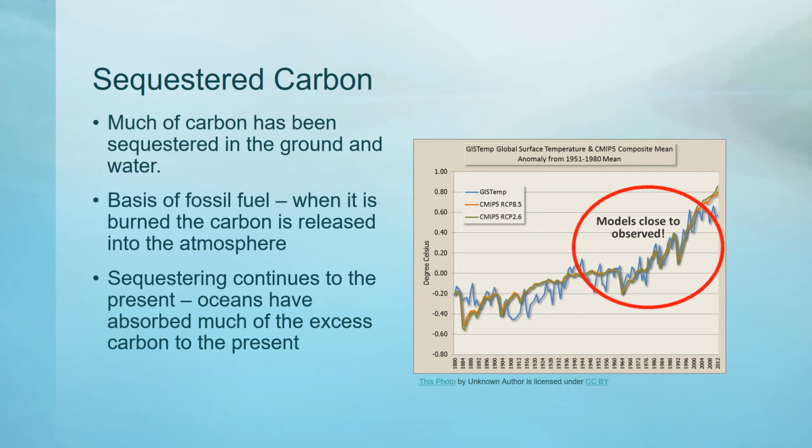Sequestering continues to the present, and oceans have absorbed much of the excess carbon into our present day. But when is their saturation level, when they can't take more? That's why in some of the models, it hasn't risen as fast as it might have, because the counteracting action of the oceans has taken some of the carbon out of the air.